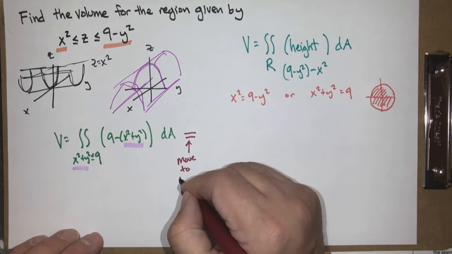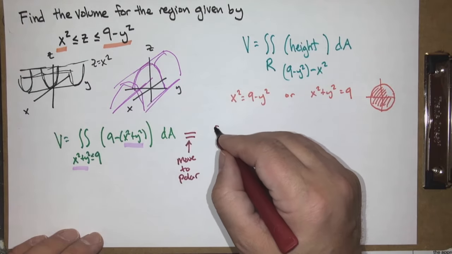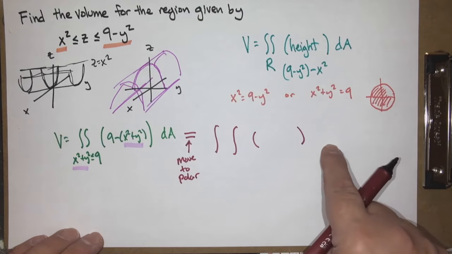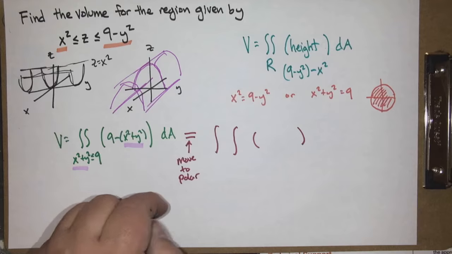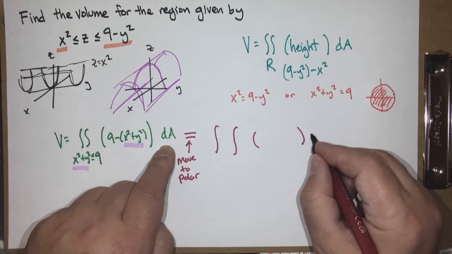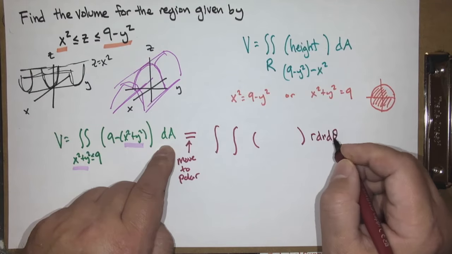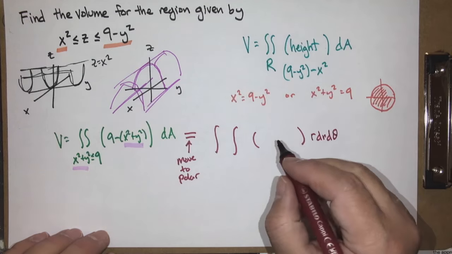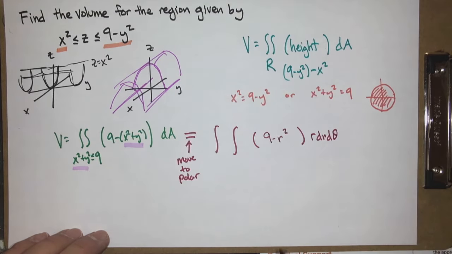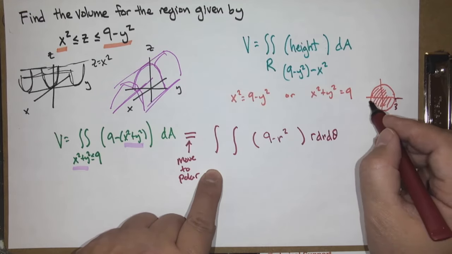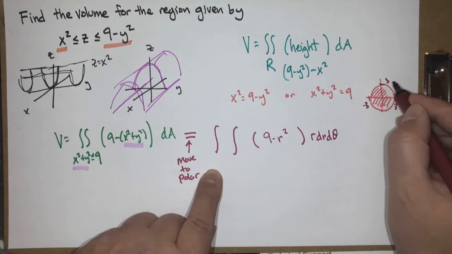Now we have to handle all of our pieces. We have to think of our region. We have to think of our function. We have to think about how we're breaking things up. So maybe we'll start at the back. What will dA become? r dr d theta. 9 minus, parenthesis, x squared plus y squared. What will that become? 9 minus r squared. Let's talk about our bounds. Our region is a circle. Our region has a circle of radius 3, so we're going 3 out in each direction.